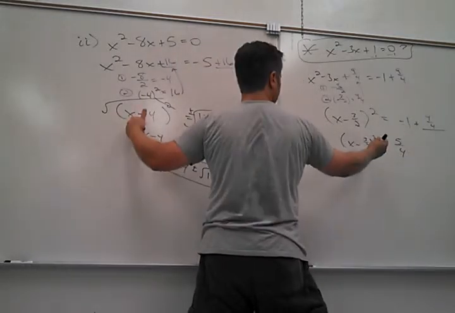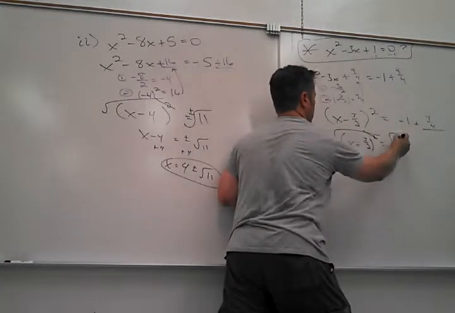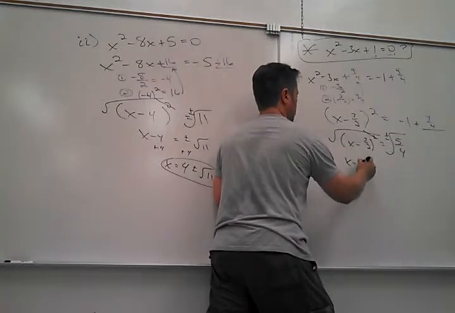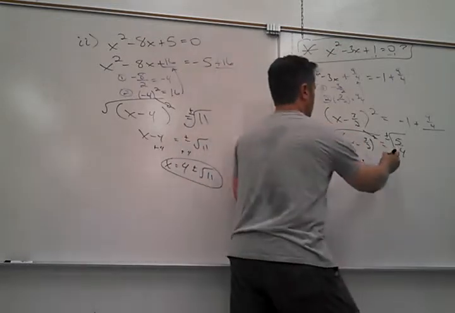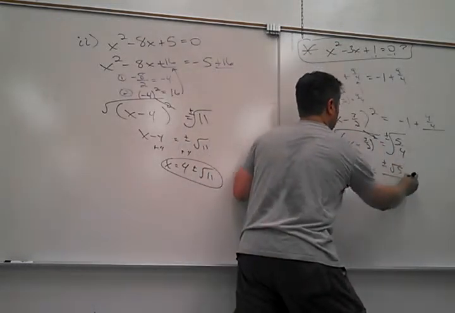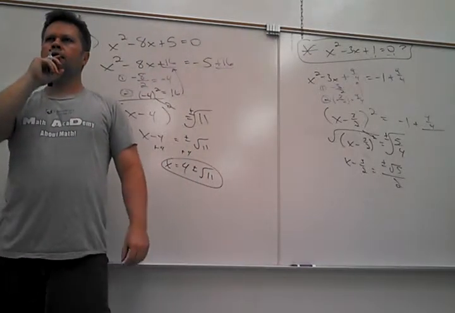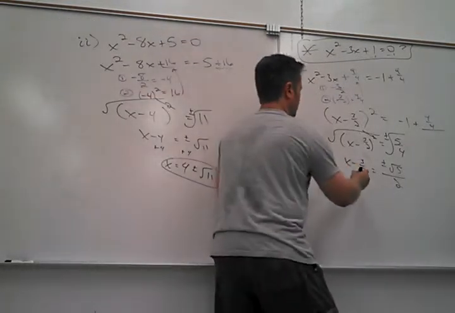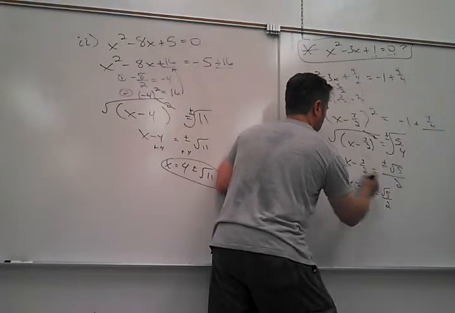Now it's the same thing. What do I do? Square root, kill that. Plus or minus square root of 5/4. Square root of 4 is 2. There you go. See, you can simplify that. And then I just add the 3/2 over. Done.